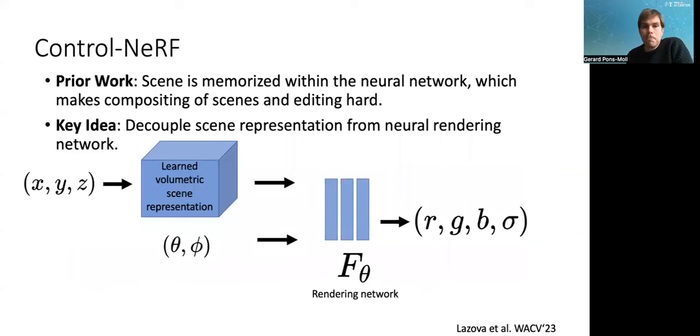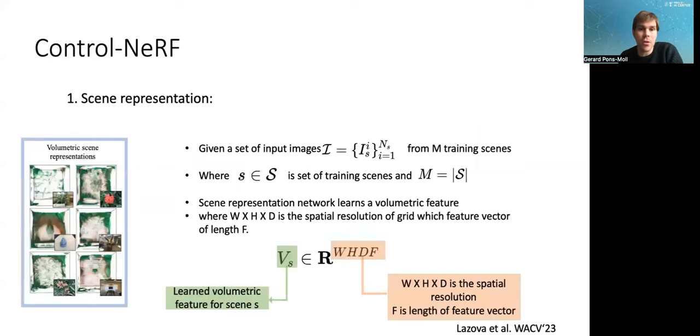Okay, so the idea is to basically decouple the scene representation from the neural rendering network. So this is intuitive, right? Because typically you would like to have some latent representation, some numbers that encode the scene, and then you would like to have some model that takes this latent representation and renders the scene, right? This would be an intuitive decomposition that would allow us to, for example, learn the rendering network independently from the scene, right? So for this, we need to disentangle these two things. And this is exactly this idea of Control NeRF.